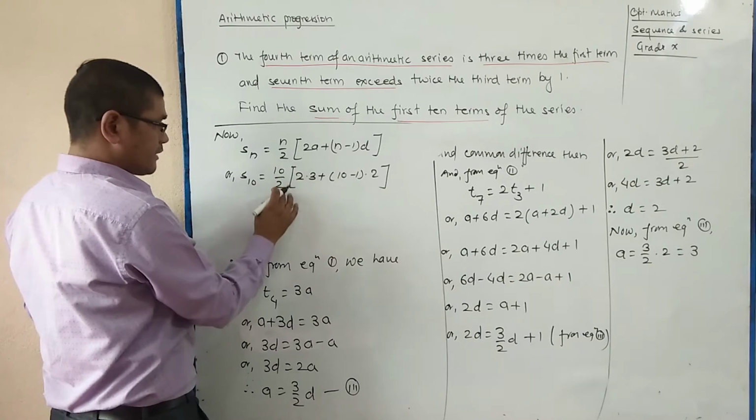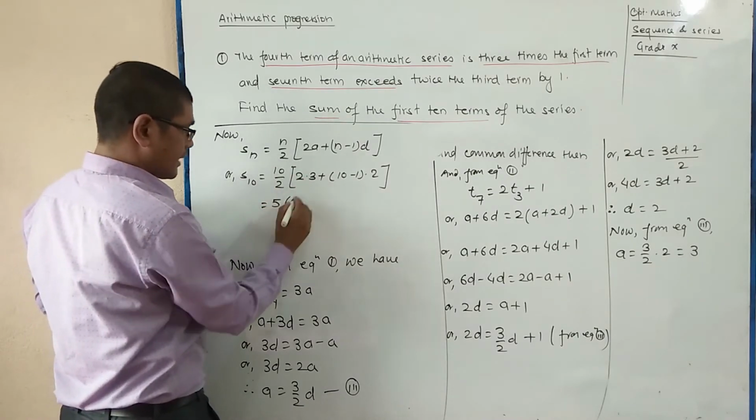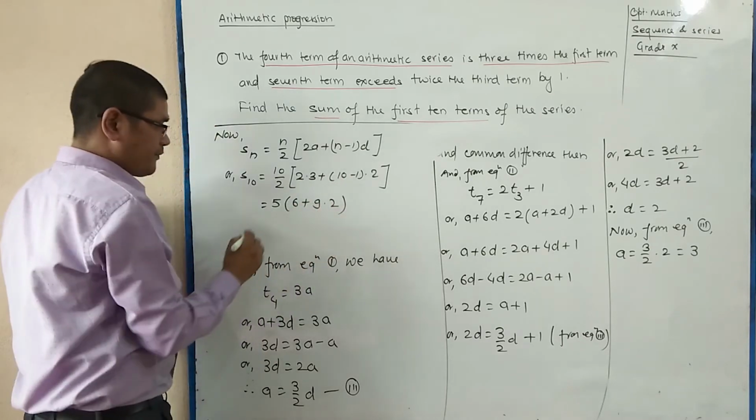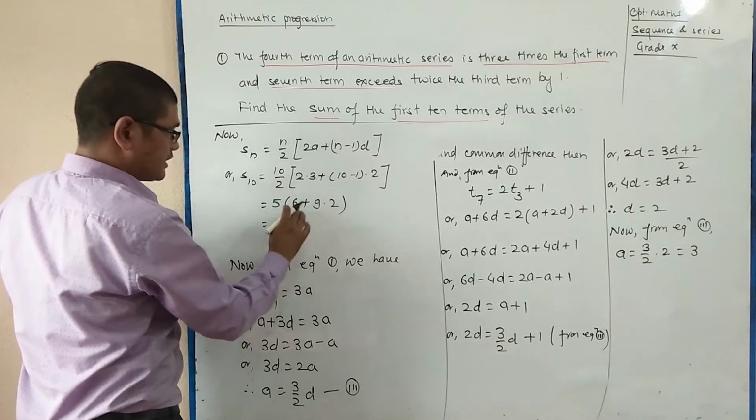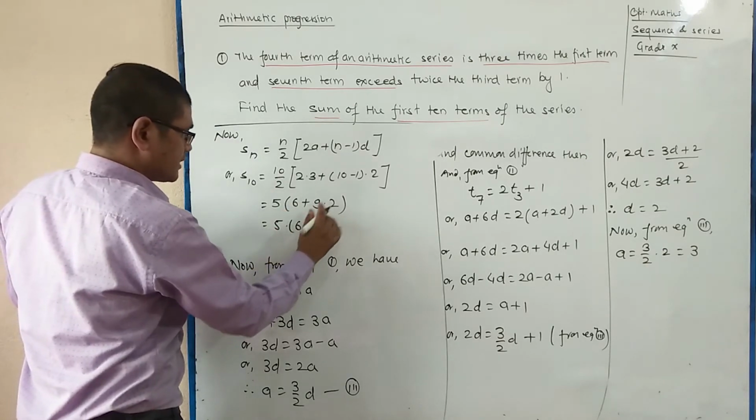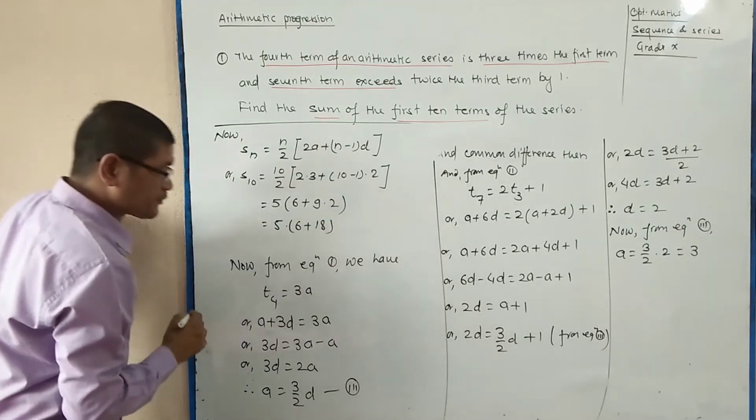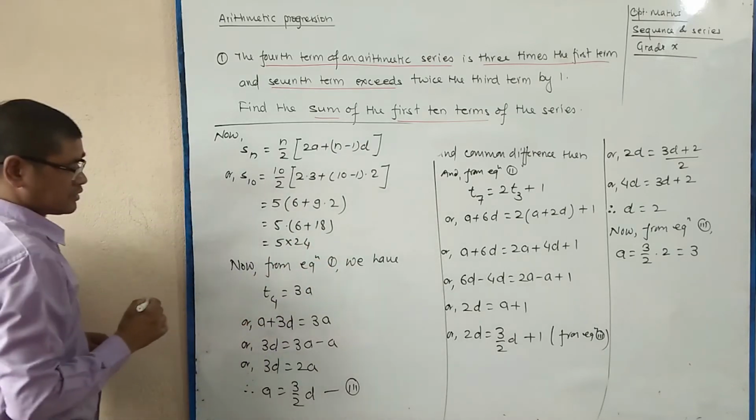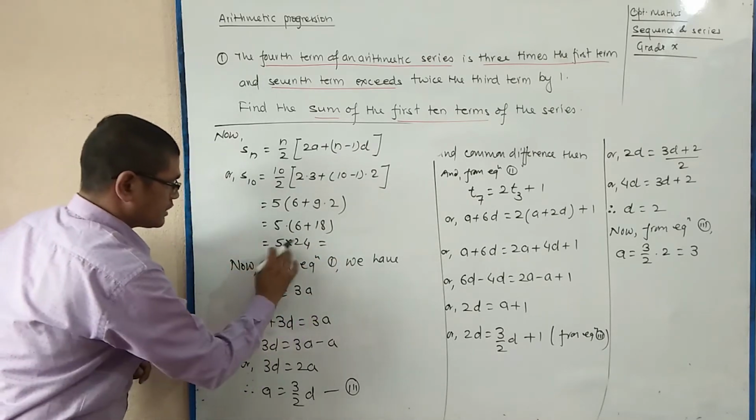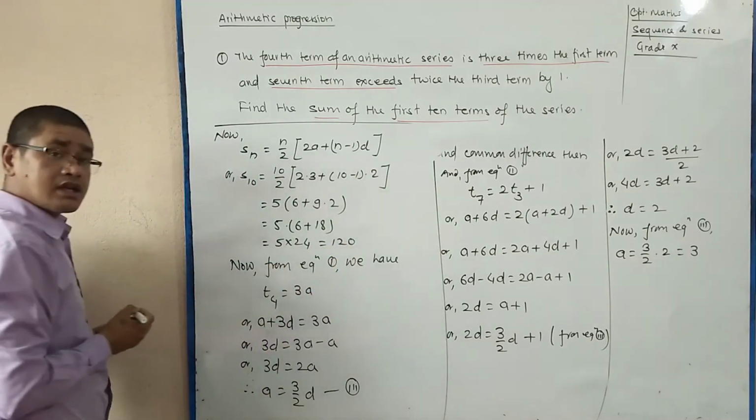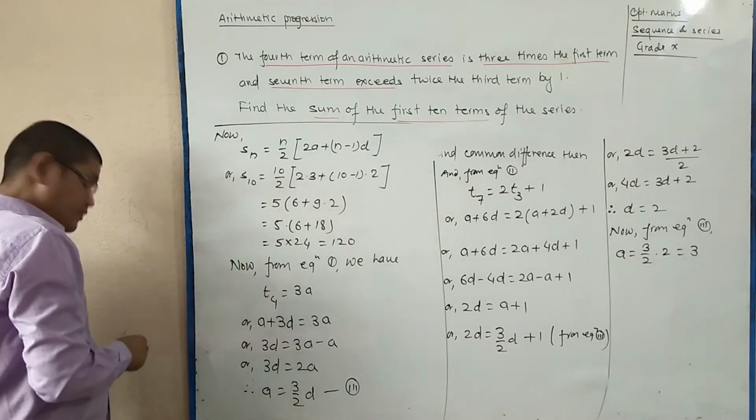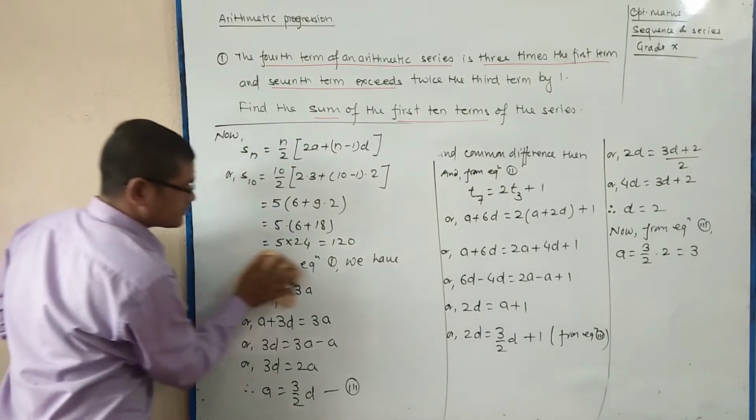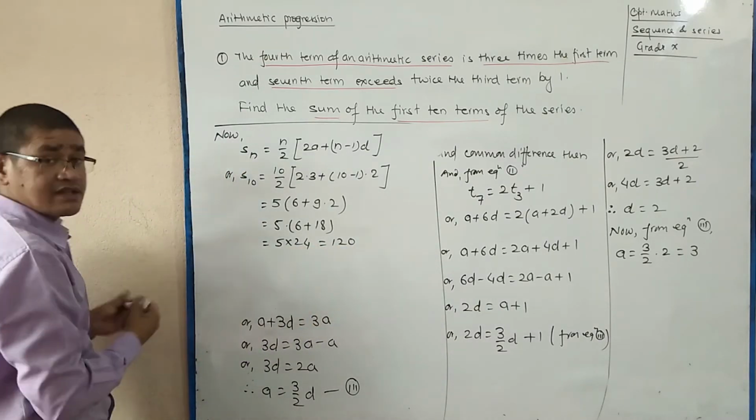Now here 10 divided by 2 is 5, 2 times 3 is 6, and 9 times 2 is 18, so 6 plus 18, we are getting 24. After that 5 times 24, that means here I will write 120. Clear? Now you can give the conclusion here. Hence the sum of first 10 terms of the series is 120. Okay, that will be our conclusion.